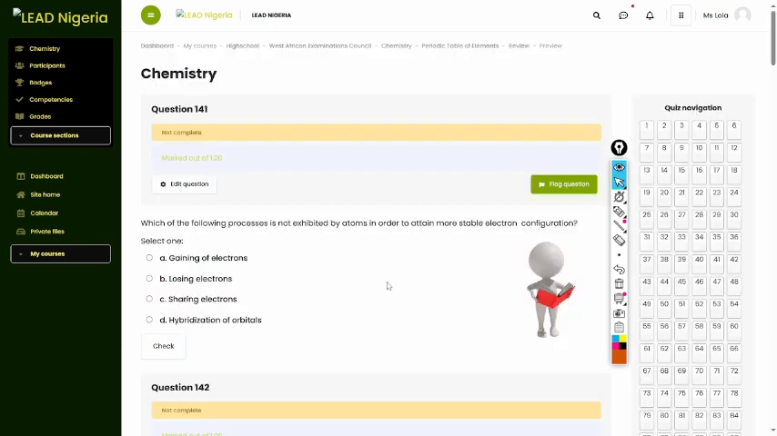Which of the following processes is not exhibited by atoms in order to attain more stable electron configuration? So another way to ask the question would be, what do atoms do in order to gain stability? Now, they gain electrons, they lose electrons, and they also share electrons to gain stability. And that's why we have ionic bonds and covalent bonds that describe what happens here. But hybridization does not apply to gaining stability, so the answer is D.